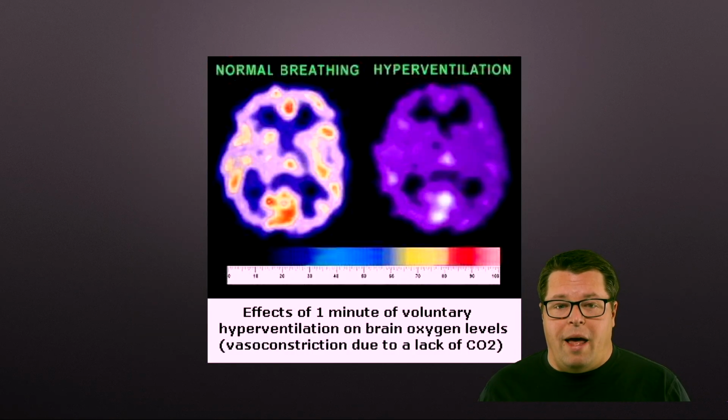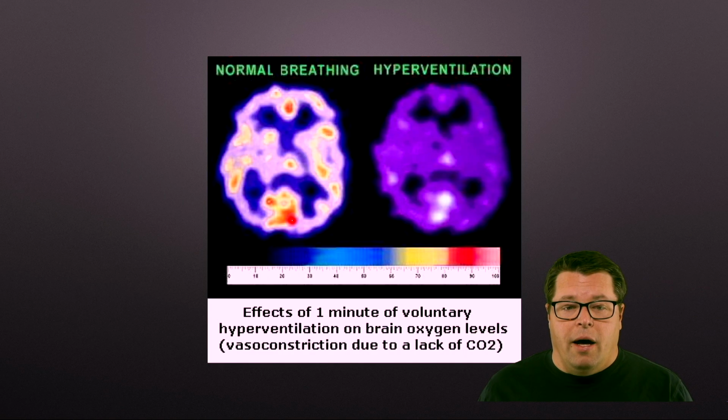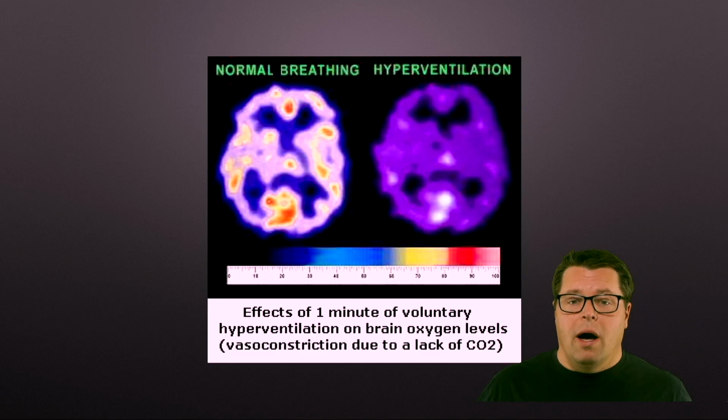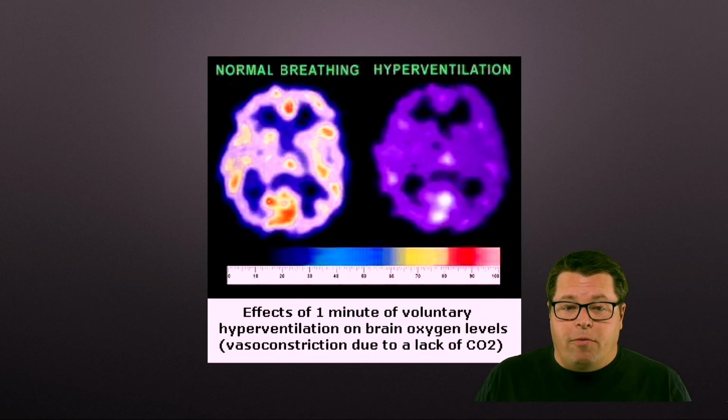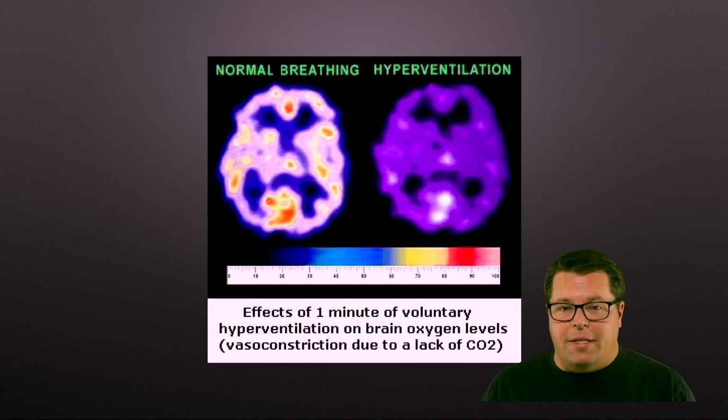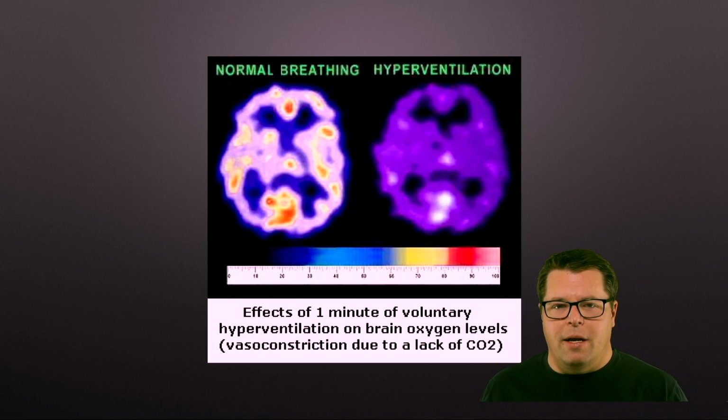This is what happens to blood flow in your brain. Normally, you notice all the different colors and it looks happy. And this purple stuff is essentially an ischemic area. It has not ischemia, but it has low oxygen levels. And this is after a minute of hyperventilation. This is why you feel weird when you hyperventilate and why sometimes you pass out, because your brain really is not getting the blood flow that it needs.